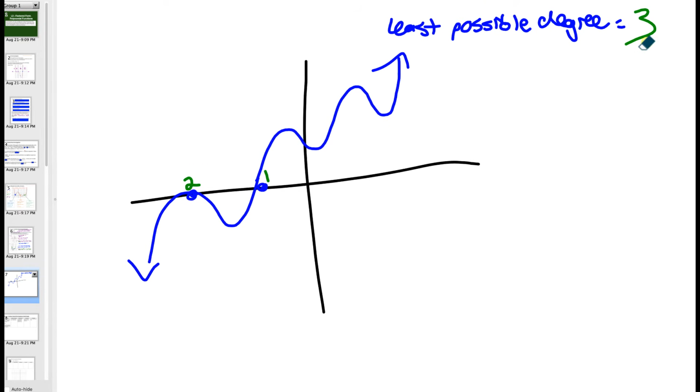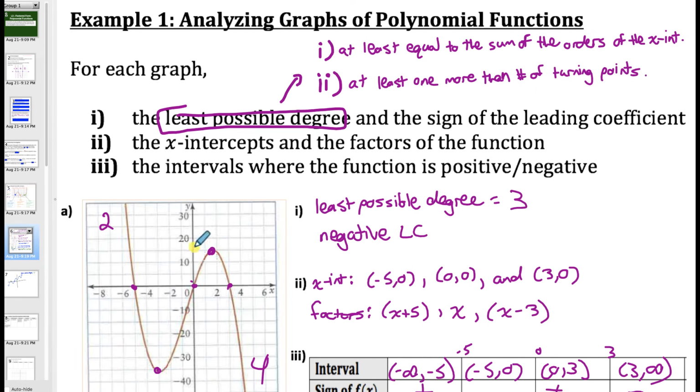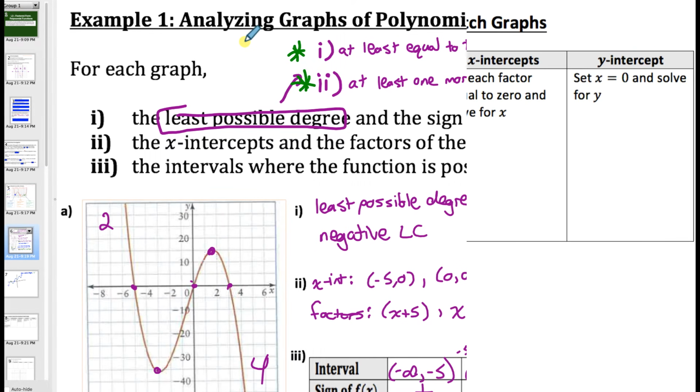How do I know that? Well, because I know it also has to be at least one more than number of turning points. And how many turning points are there? I see 1, 2, 3, 4, 5, 6. That tells me it has to be at least degree 7. So my point of showing you those two things is just to prove to you that we have to check both of these in order to figure out the least possible degree.